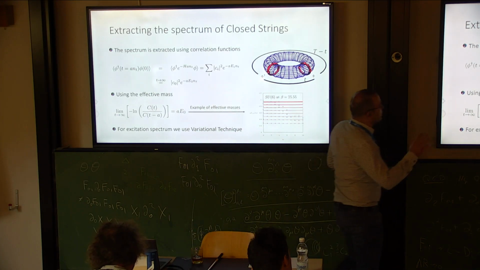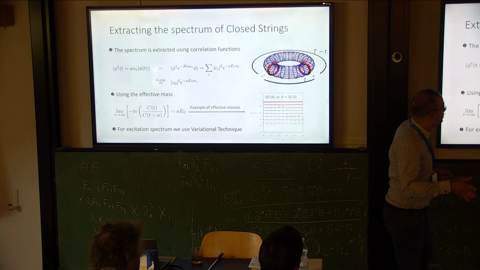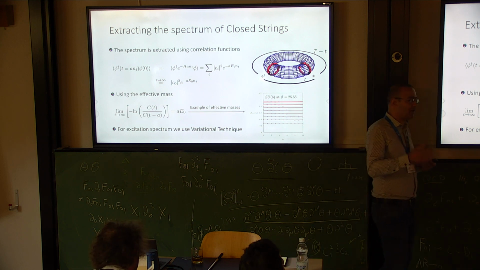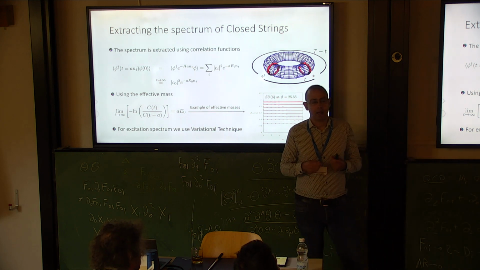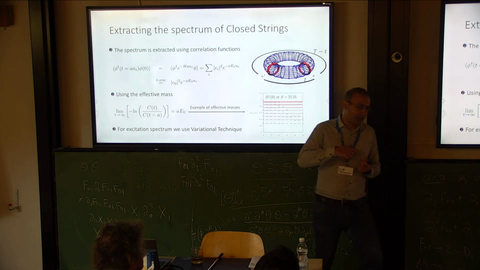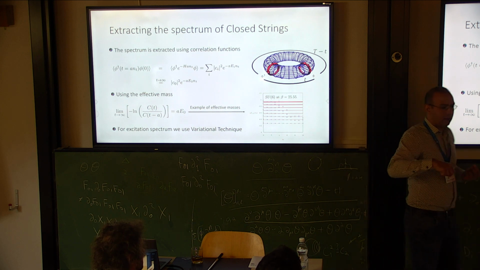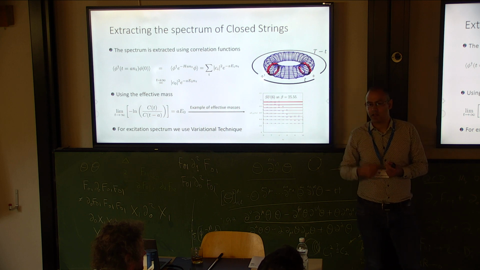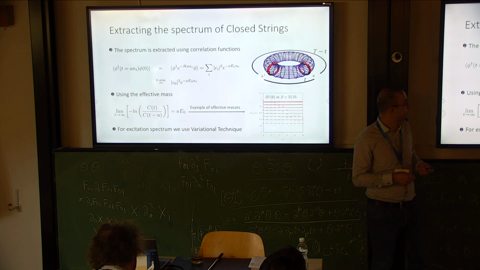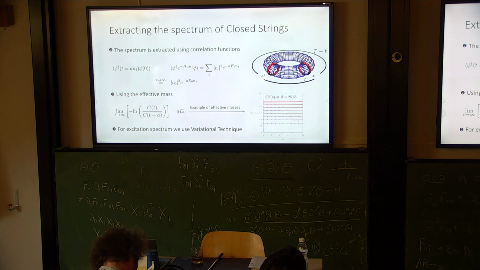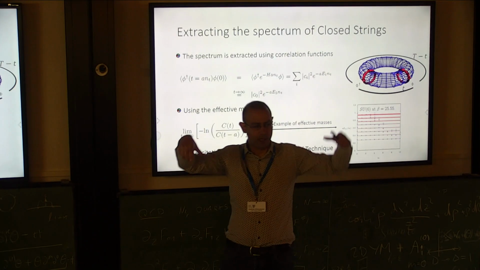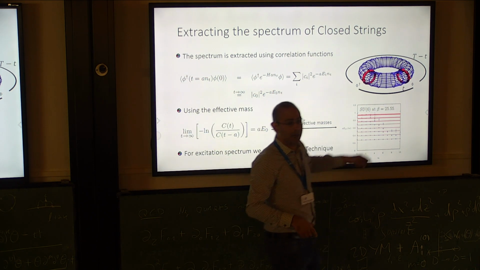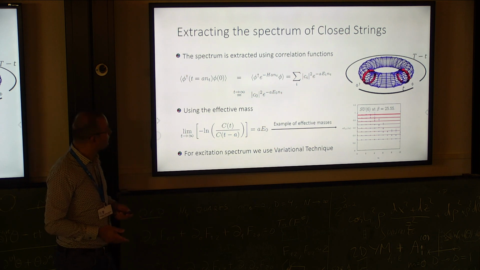So how do we extract the spectrum of the closed flux tube? We create Polyakov loops on the lattice, but instead of circulating this Polyakov loop along the temporal direction, we wind this flux tube along the spatial direction, like this one here. And we take a flux tube and an anti-flux tube, okay?